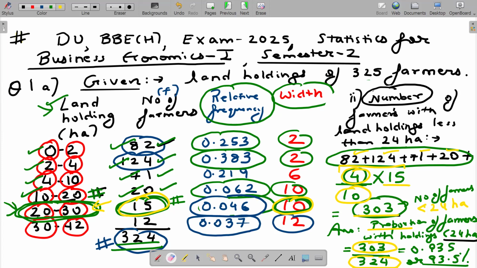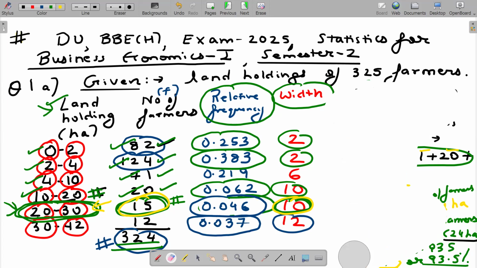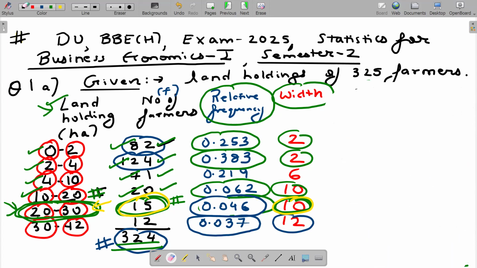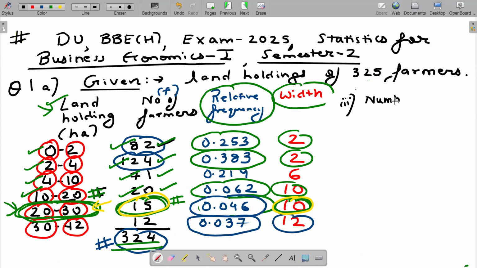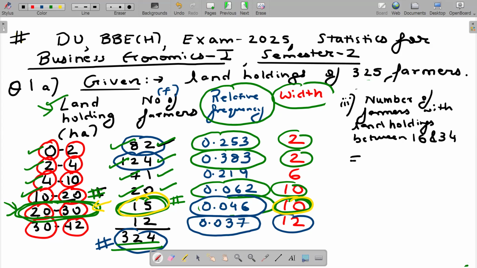And then erasing this off, let's look at the third part. If I come back to the question paper, what's the third part asking us? Between 16 to 34, how many farmers have land holdings between 16 to 34? So first of all, let's find the number of farmers with land holdings between 16 and 34. Now, 16 falls in which class interval? This 10 to 20. So that means 16 is here.